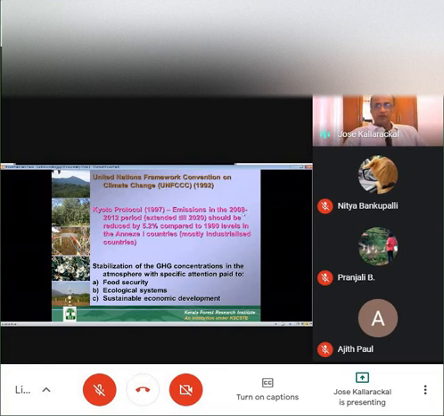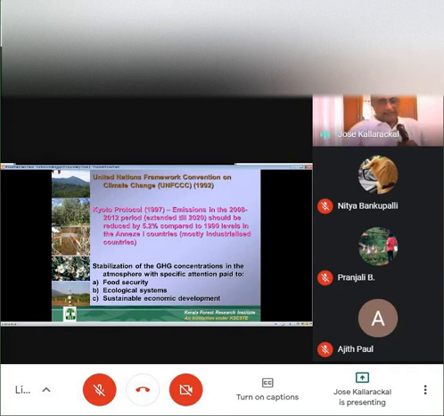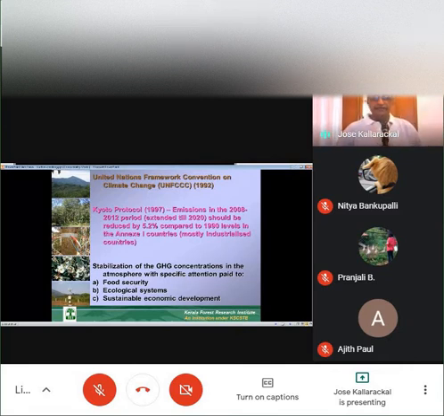Emissions in the 2008-2012 period, extended till 2020, that is till today, till end of December, should be reduced by 5.2% compared to 1990 levels in the Annex 1 countries, mostly industrialized countries. I think this needs a bit of explanation because you may not have much background with this. I will try to explain it.